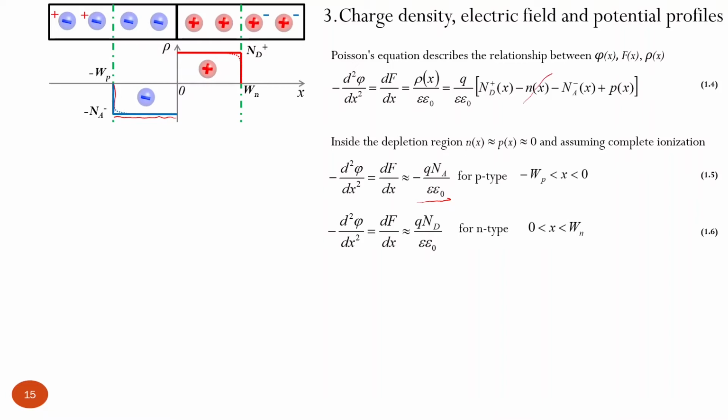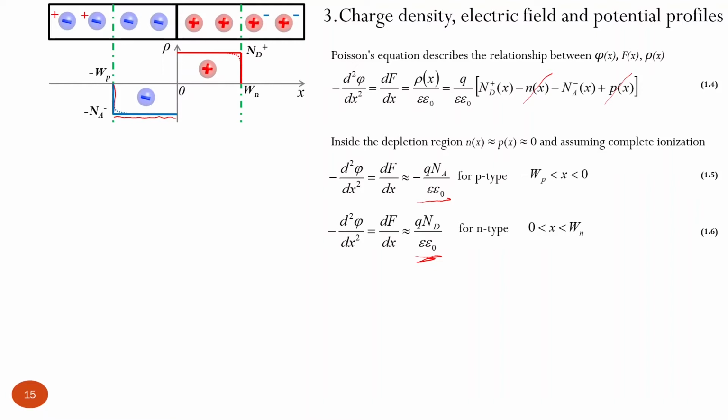That's why we can cancel out these effects of mobile charge carriers on the space charge and define it completely with acceptors, ionized acceptors and uncompensated in the P-type semiconductor with negative sign, and with positive sign ionized donors in the N-type semiconductor. So here I would like to draw your attention.